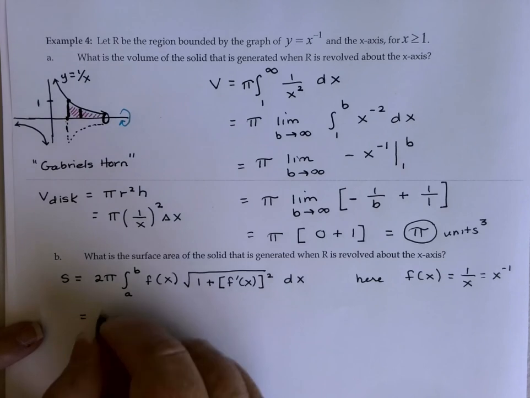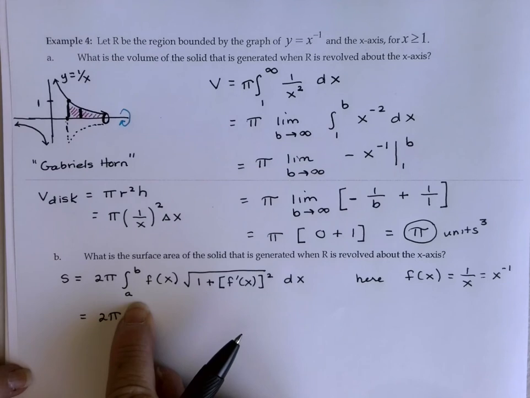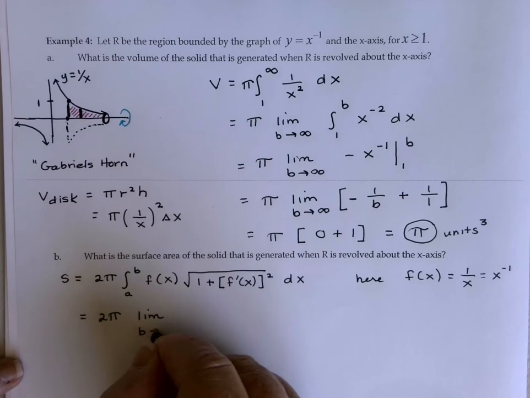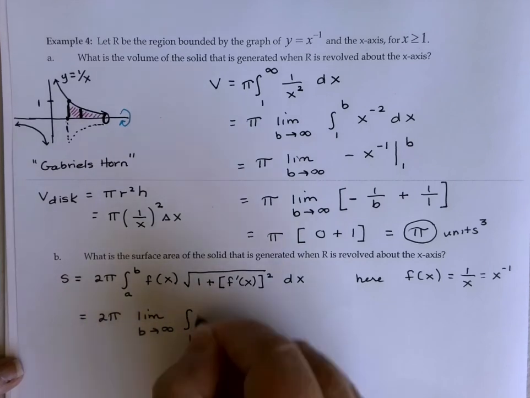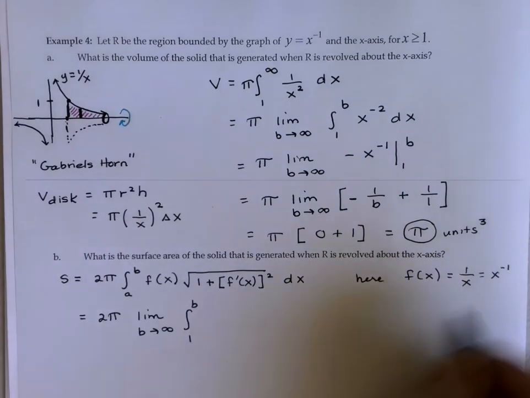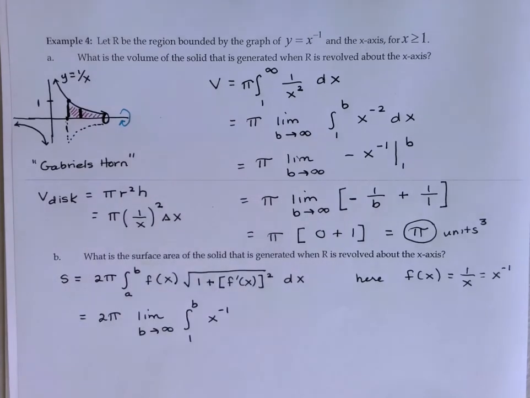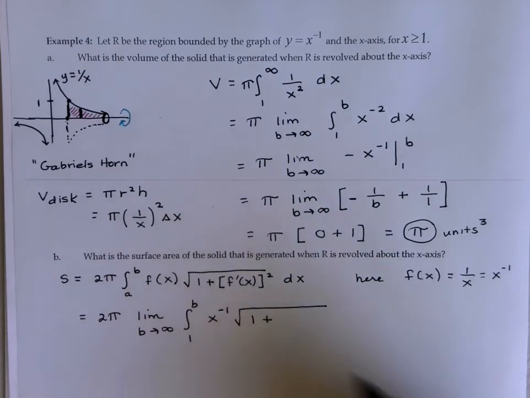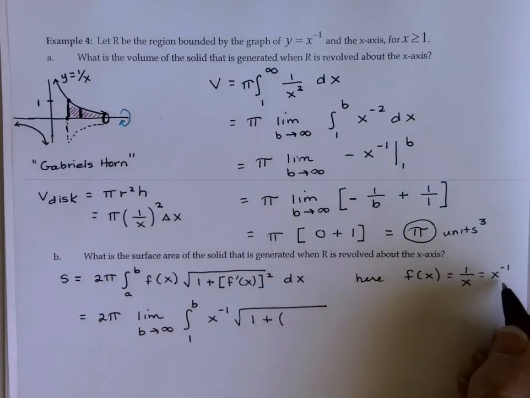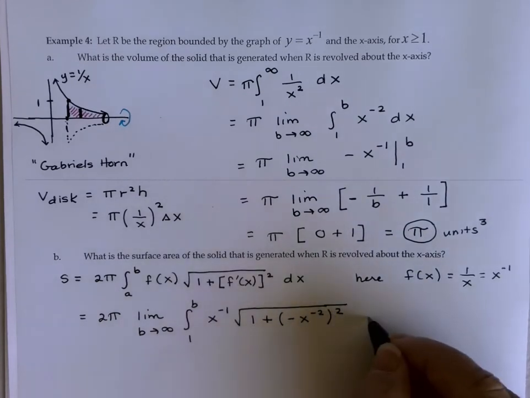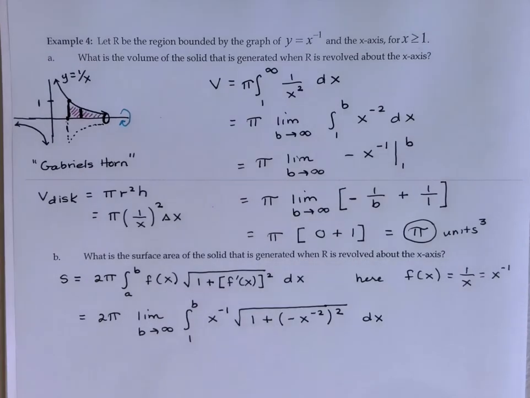And so plugging in everything that I need here, I would have 2 pi, and I know that that's going to be the integral from 1 to infinity again. So why don't I just go ahead right away and make this the limit as b goes to infinity. And then I can go from 1 to b. Save me one rewrite. f of x, that's my x to the negative first. And then the square root of 1 plus f prime. f prime would be minus x to the minus 2, and that gets squared, dx.